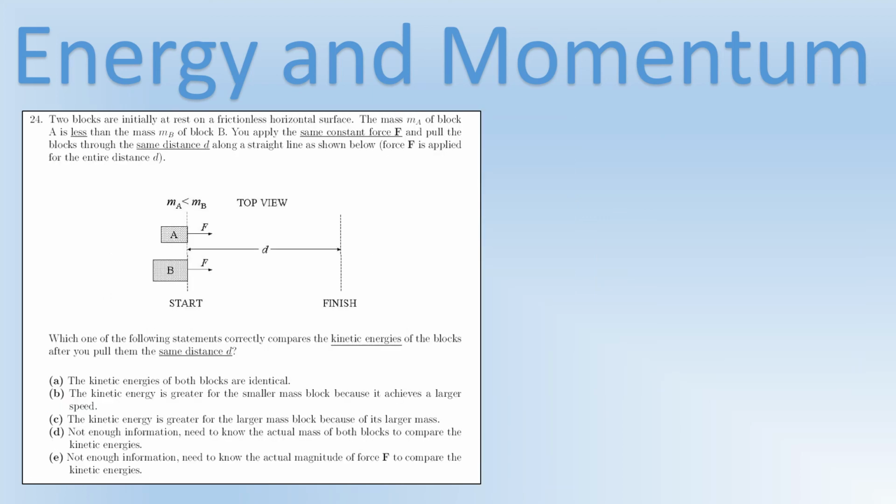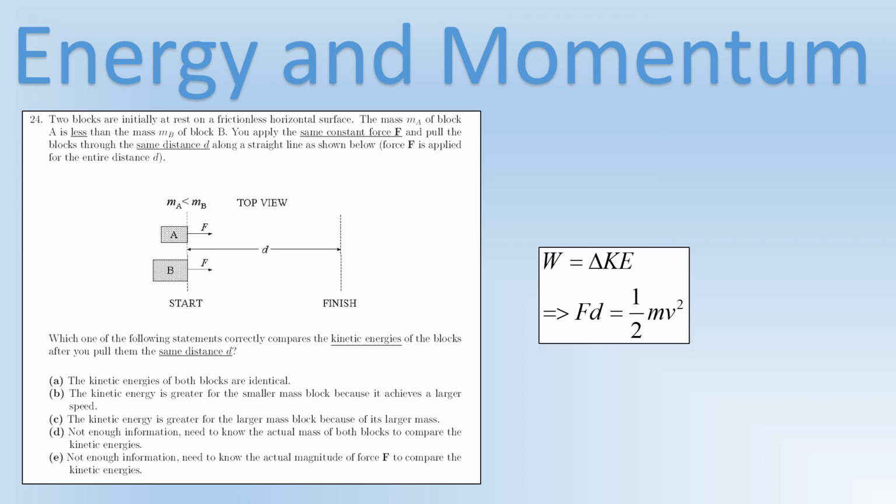Okay. So, question 24. 2 blocks are initially at rest on a frictionless horizontal surface. The mass of block A is less than the mass of block B. You apply the same constant force and pull the blocks through the same distance along a straight line as shown, and they're applied over the entire distance. Which of the following statements correctly compares the kinetic energy of the blocks after you pull them the same distance? So have a look through and then pick your answer.